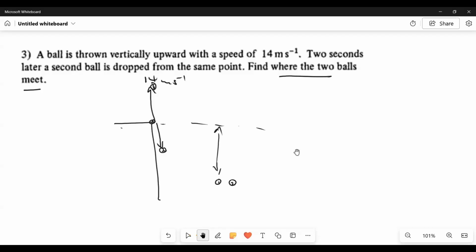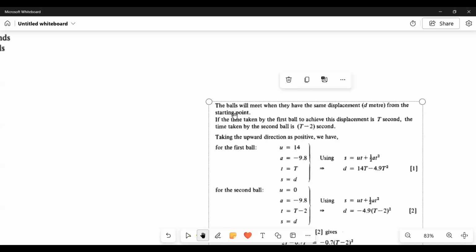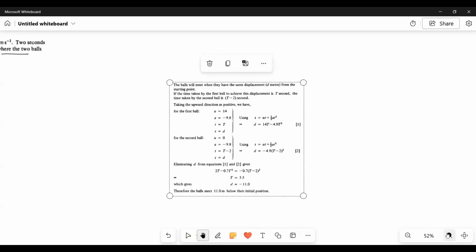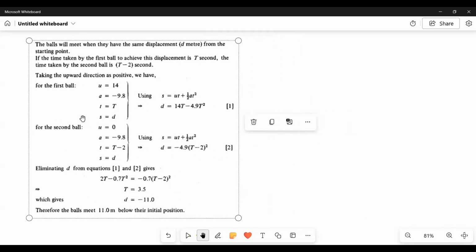Let me move this aside. I'll bring the solution for you here. Good. So here's the solution. They're basically saying the balls will meet when they have the same displacement from the starting point. And I just explained that.